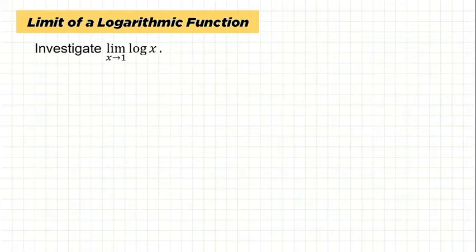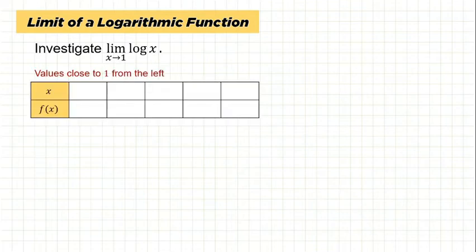So let's investigate the limit of logarithm of x as x approaches 1. So this is the common logarithm. So the base here is 10, the imaginary base. Okay? So let us try to investigate the table of values for values close to 1 from the left and for values close to 1 from the right.